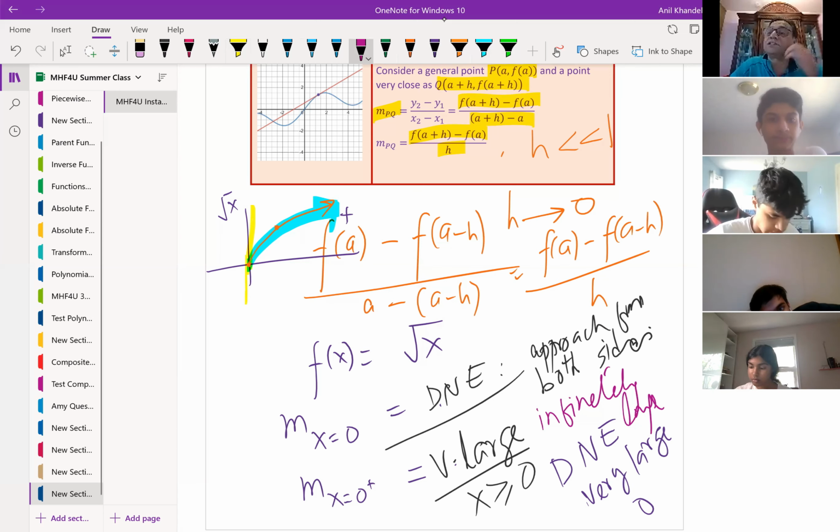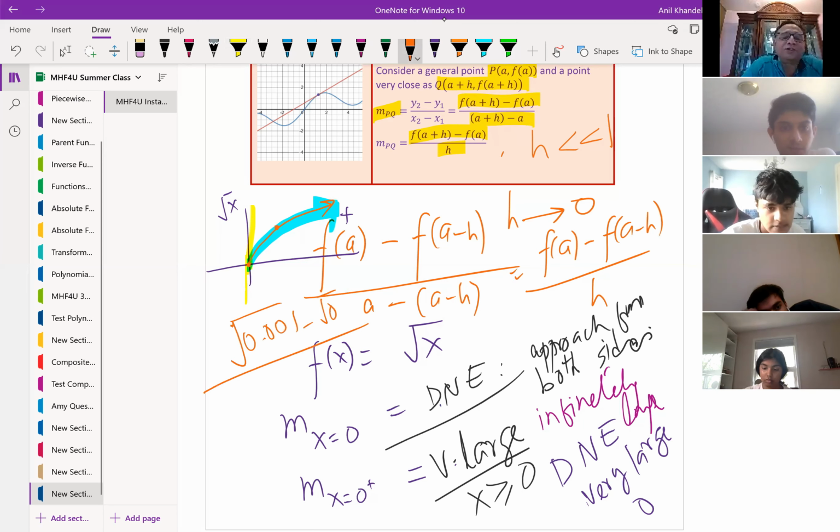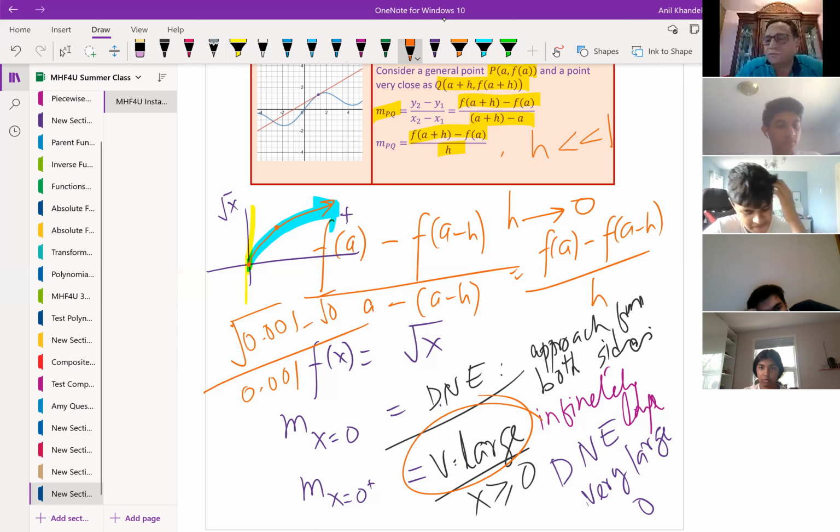So you write square root of let's say 0.001 minus square root of 0, right? It makes sense, correct? Yes, it makes sense. And you are divided by 0.001. It is correct, valid. So it's just h. Your h value just is 0.001. Yes, it is valid, correct? Yeah. And you'll get a value which is very large, correct? Right. That is what I mean to say. It is like infinitely large. But it is a valid value.